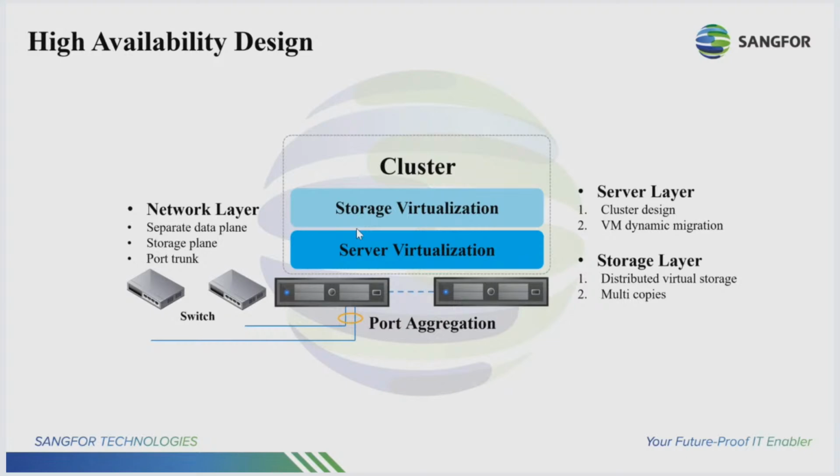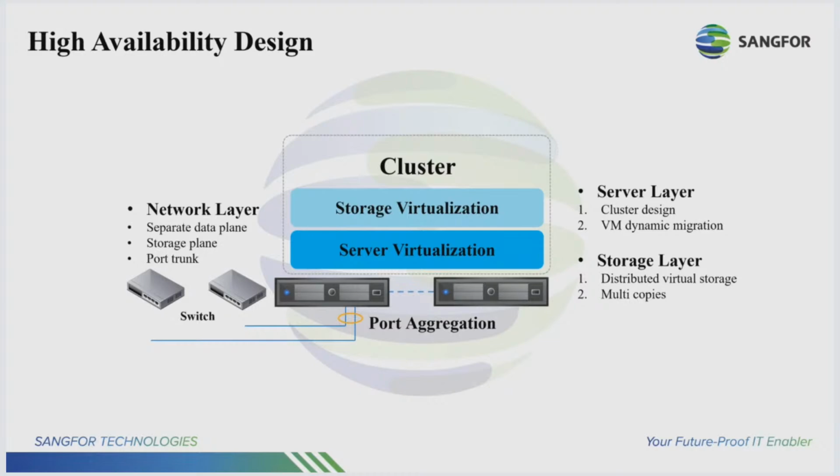In server layer, we have cluster design and virtual machine dynamic migration. That means in the cluster, when one host fails, the virtual machines can be automatically brought up on other hosts. Or when one host doesn't have enough resources, such as memory has been used more than 90%, the virtual machines can automatically adjust their running locations to hosts with low resource usage. This avoids business failures due to overloading of a host's resources.